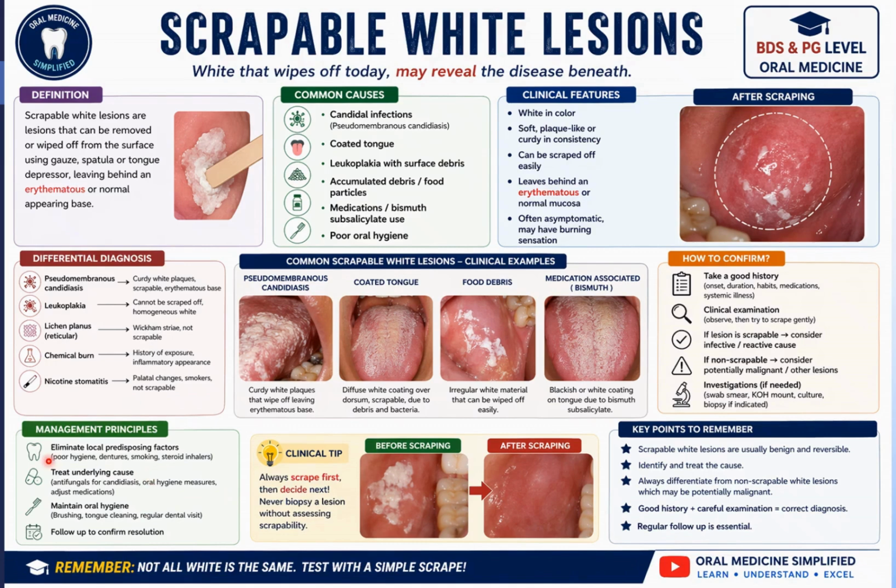So, what's causing this? Think of three broad mechanisms: infection, accumulation, and external factors. In infections, we have candidiasis, we have debris or coated tongue for accumulation, and external factors like medication or poor hygiene. So instead of memorizing causes, think in mechanism. Clinically, these lesions have a very characteristic feel. They are soft, curdy, or plaque-like, and most importantly, they come off easily. Sometimes patients are asymptomatic. Sometimes they complain of burning, especially in candidiasis.